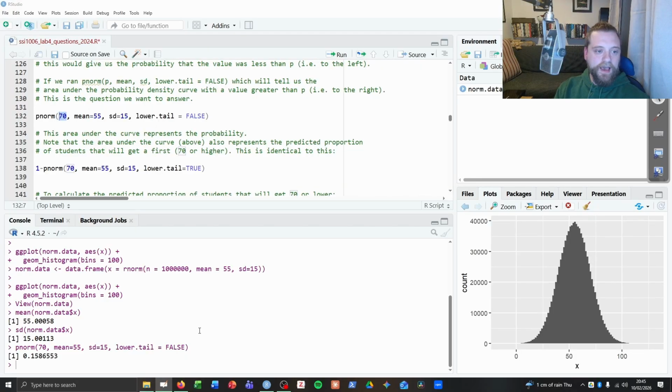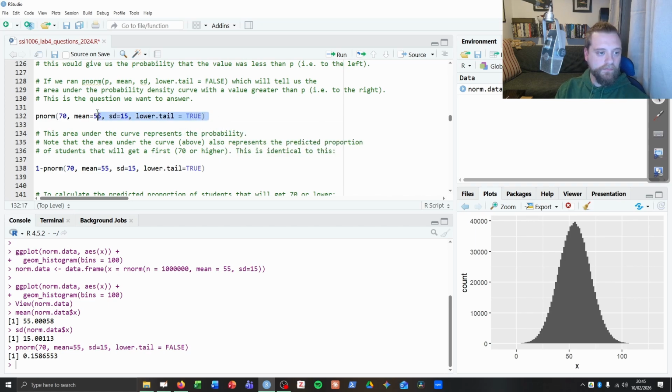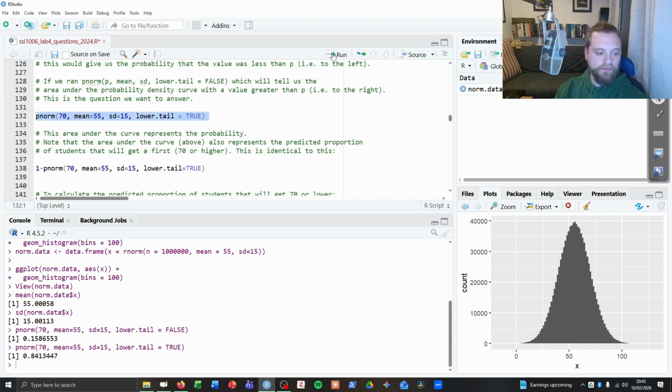Now this lower tail then, this just specifies which side of this 70 we're interested in. So if I set this then to true, if I can spell true correctly, what we will get is, there we go, just over 0.84, which of course we could translate to 84%.